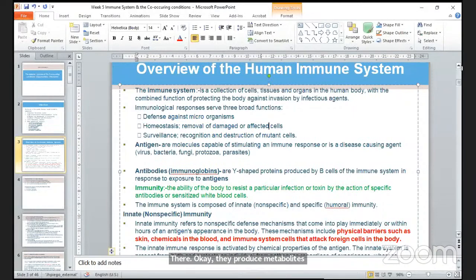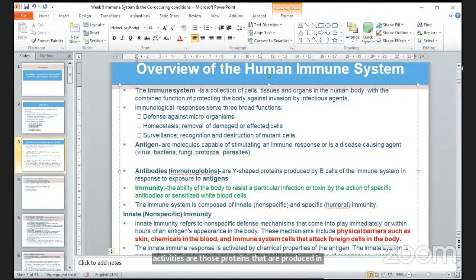In response, the body will produce antibodies to counter the effect of the antigen. The antibodies are called immunoglobulins. We don't want to dwell so much on them for now, but just know that they are Y-shaped proteins produced by B cells of the immune system in response to exposure to the antigen. Just know that antibodies are those proteins that are produced in response to the attack by the antigen from the diseases.